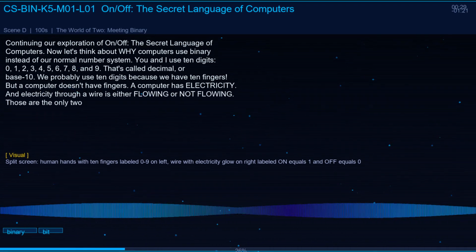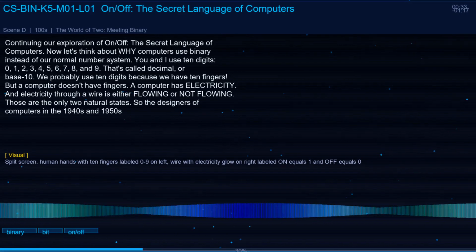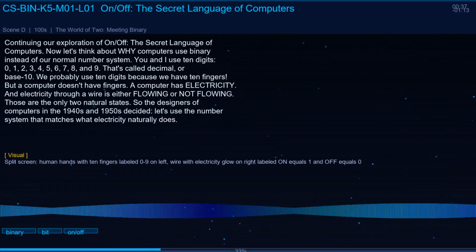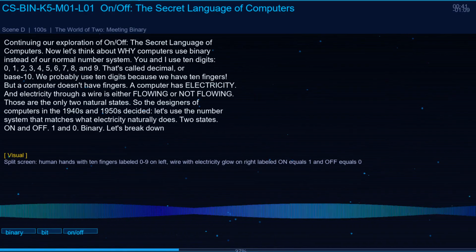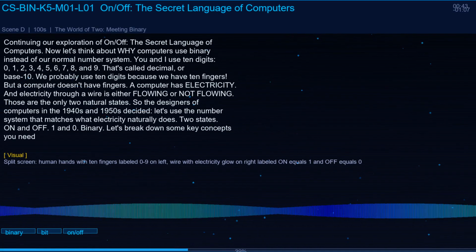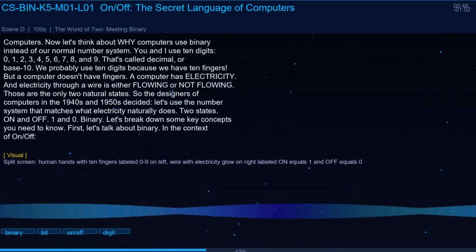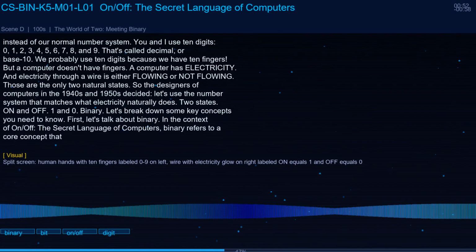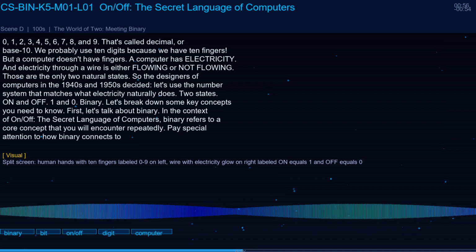A computer has electricity. And electricity through a wire is either flowing or not flowing. Those are the only two natural states. So the designers of computers in the 1940s and 1950s decided, let's use the number system that matches what electricity naturally does. Two states. On and off. 1 and 0. Binary.